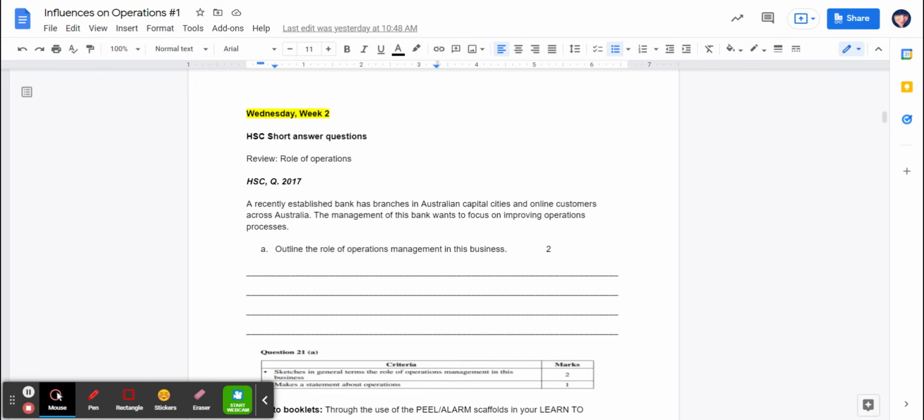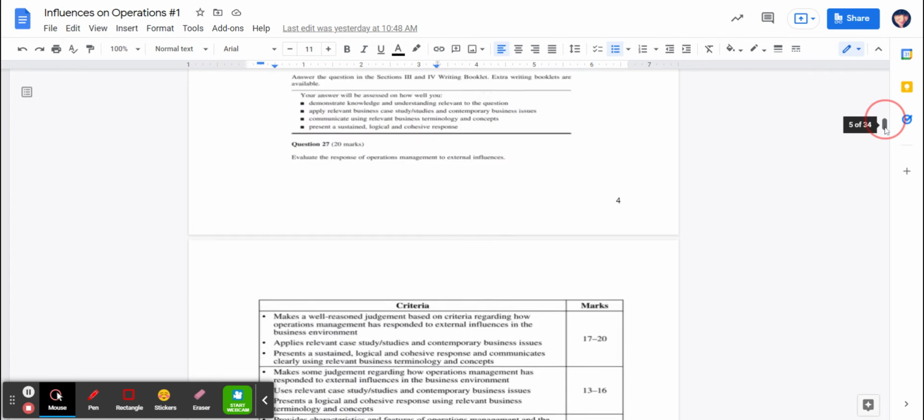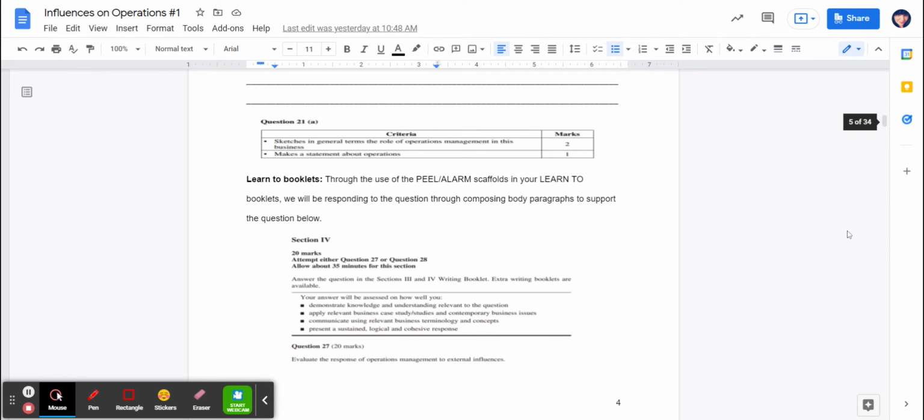Therefore, you need to determine whether this business is going for a cost leadership or goods and service differentiation approach, and tell me why and how that applies to this business. And those are the 2 marks. The criteria is also there.